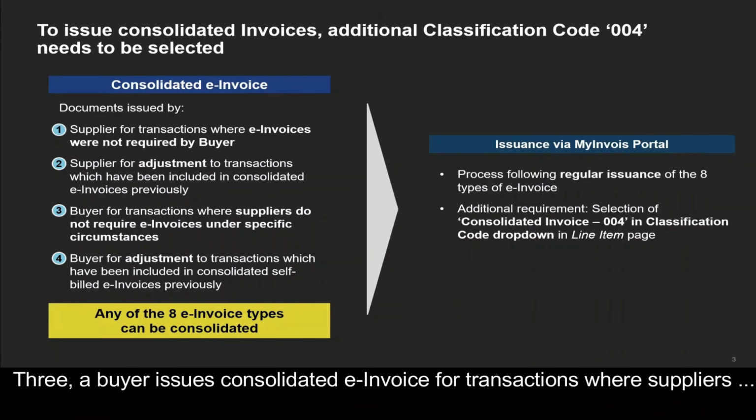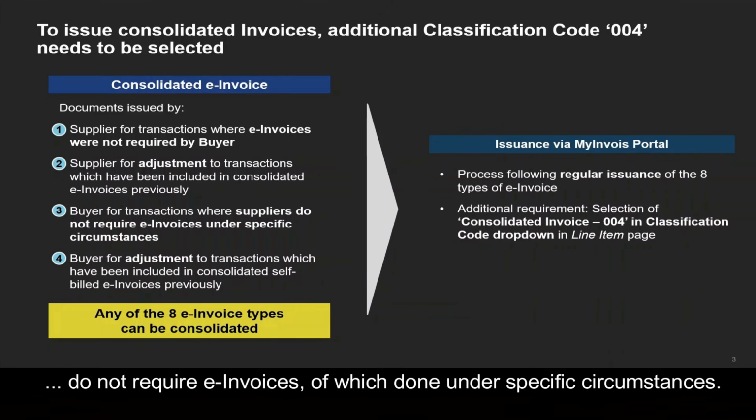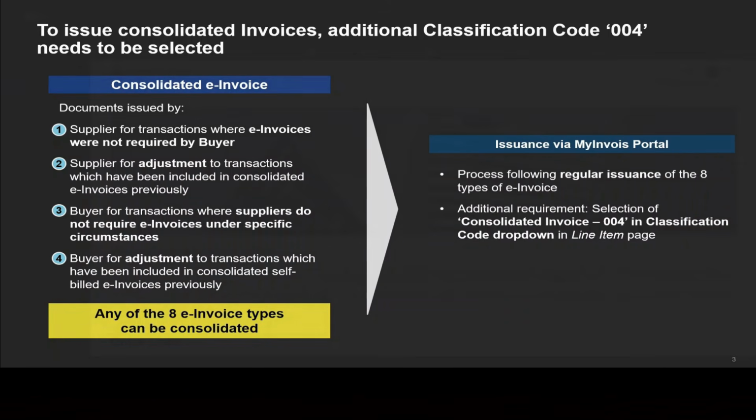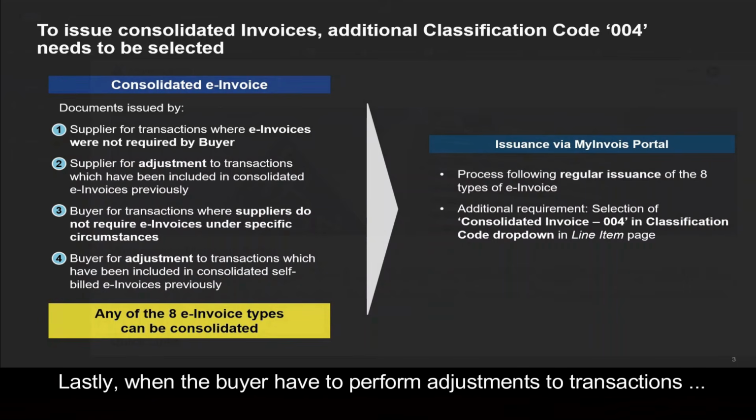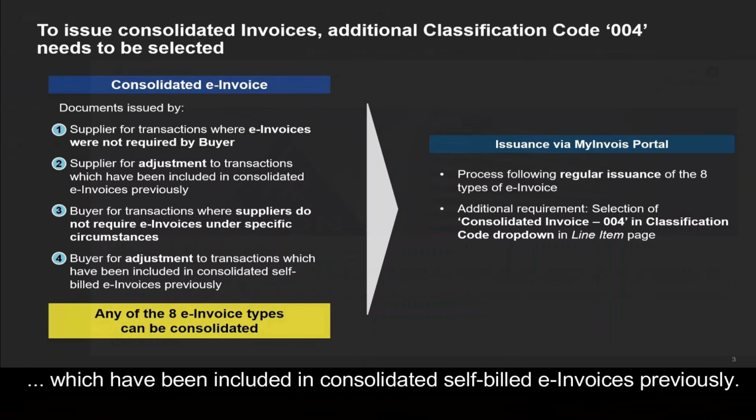3. A buyer issues a consolidated e-invoice for transactions where suppliers do not require e-invoices, which is done under specific circumstances. 4. Lastly, when a buyer has to perform adjustments to the transactions which have been included in consolidated self-billed e-invoices previously.